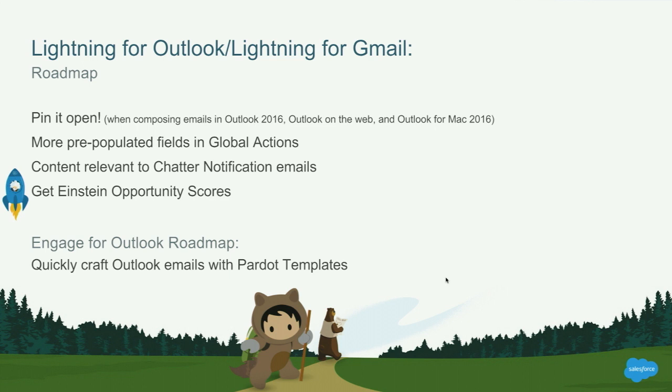And we're continuing to work with Einstein. Einstein, you know, at Salesforce is a huge area of investment. We're looking forward to making those integrations more and more capable with Einstein. So you're going to see opportunity scores, for example, to really understand how your opportunities are doing. And I think for Engage for Outlook, you're also looking at introducing more capabilities, right? That's right. We're going to include templates within Engage for Outlook as well.